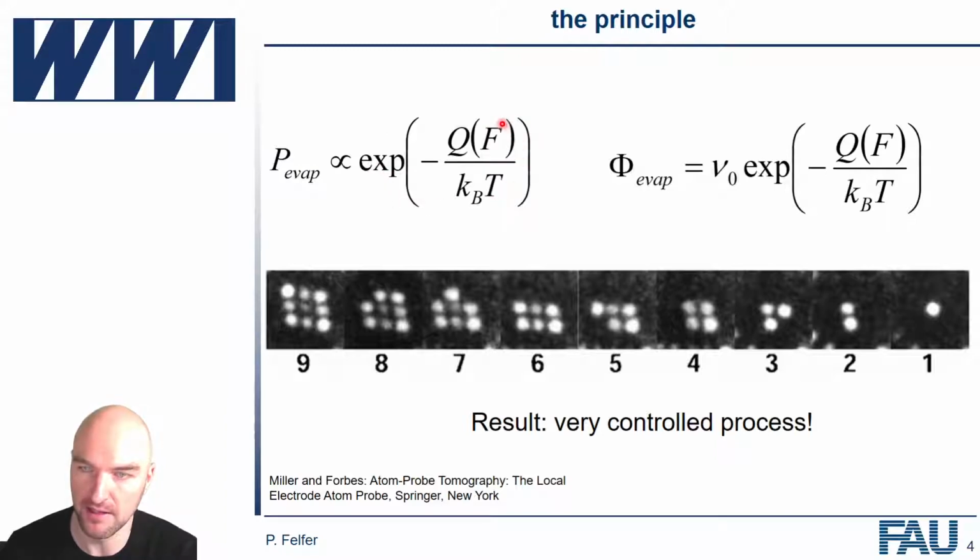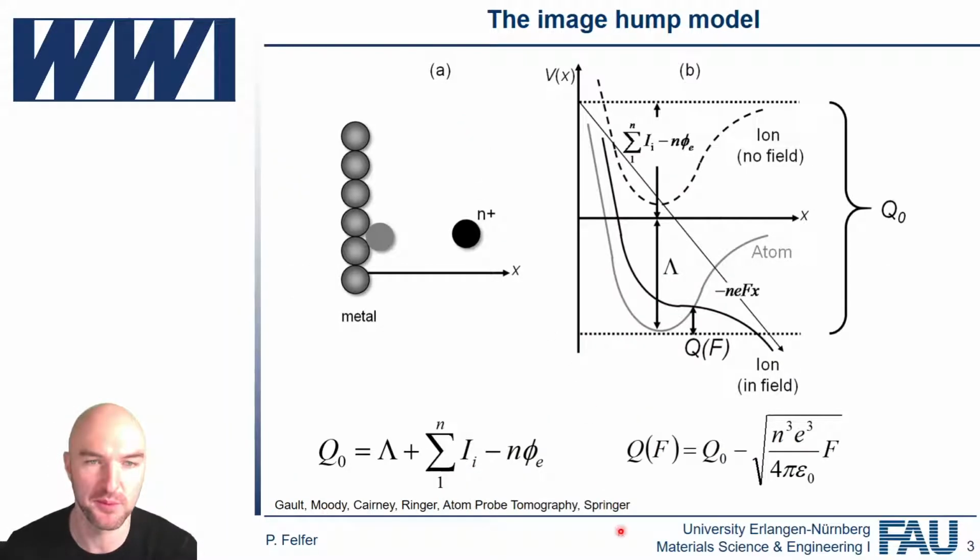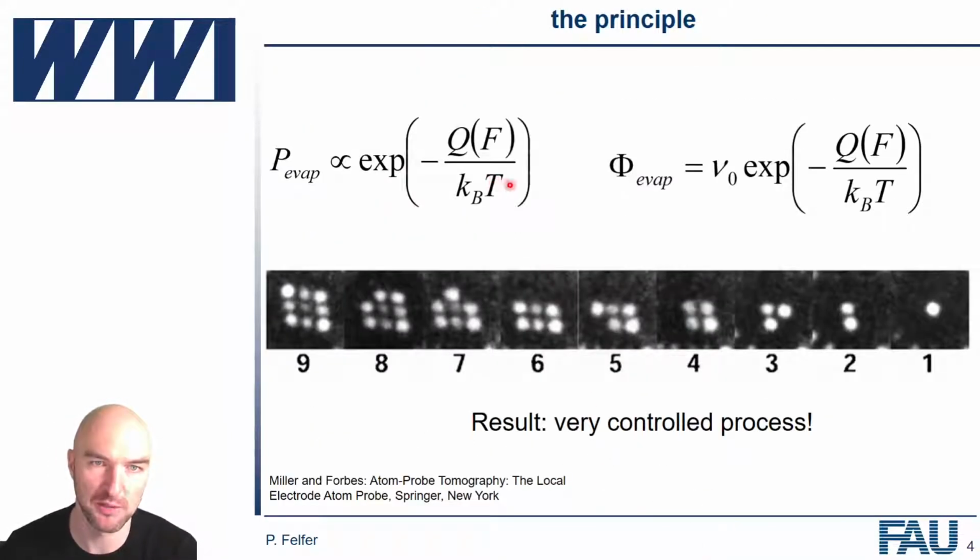just a very simple Boltzmann look at things. So you have this Q of F, this energy barrier that we looked at before, divided by kT, which is the average thermal energy that a system or a particle has at a certain temperature. And that's proportional to the evaporation probability. So the evaporation flux is essentially some jump frequency, attempt frequency times that probability. And the attempt frequency will essentially be given by the temperature.